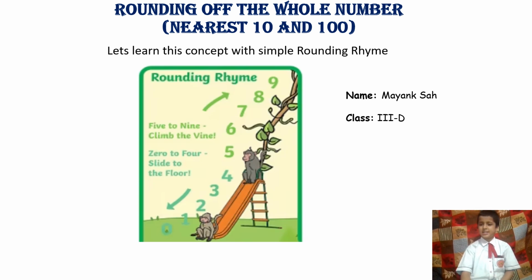Today I am going to present the topic rounding of the whole number to the nearest 10 and 100. Let's learn this concept with a simple rounding rhyme. 5 to 9, climb the vine. 0 to 4, slide to the floor. Let's see some examples of the nearest 10.